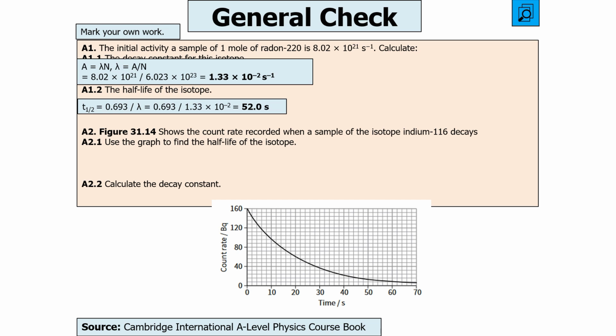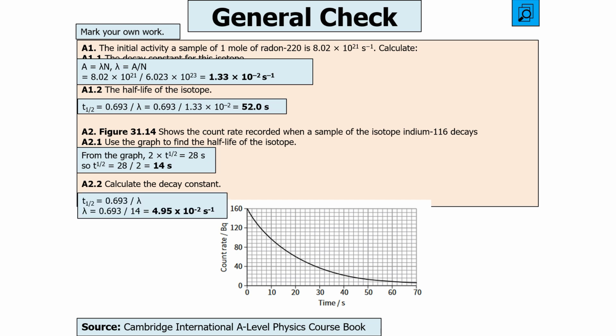In this next question, from the graph, a half-life is the time it takes to go from 160 to 120, so that's 28 seconds. So you can work it through to find the half-life, it's going to be 14 seconds. Now in this next one here, the decay constant equals log 2 over the half-life. So that's log 2 over 14, which we just worked through. So it's 4.95 times 10 to the minus 2.